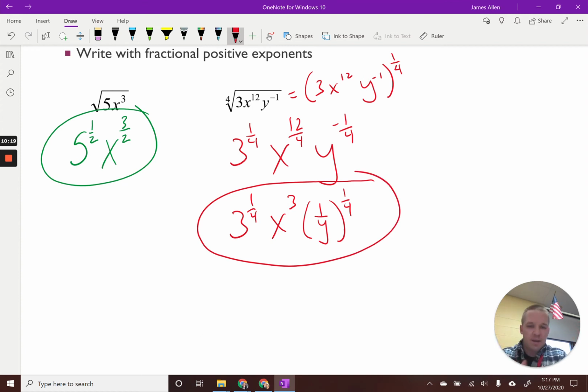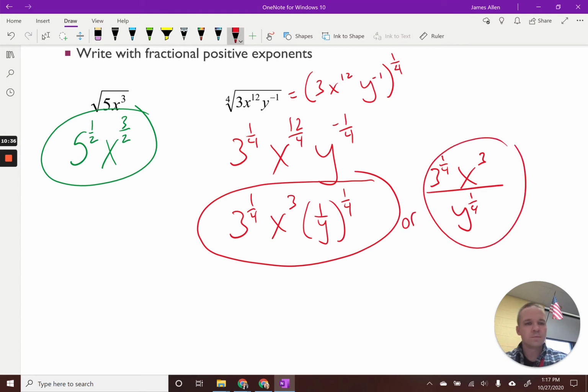Or we could have thrown the y into the denominator, so we could have done this. That looks like 3 to the 1/4, x to the third, all over y to the 1/4. So that could have worked too, okay? Wonderful.